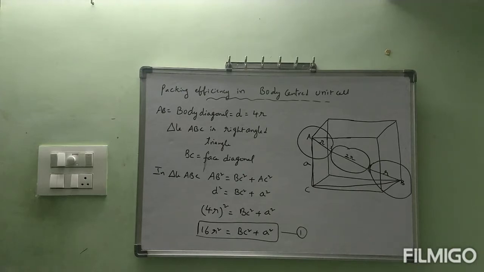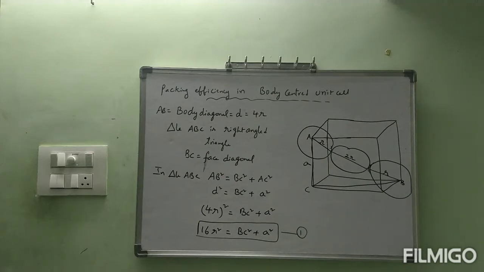I hope you are clear what is meant by body diagonal and what is meant by face diagonal. BC is face diagonal. ABC will form a right angle triangle, where AB is equal to body diagonal, small d, equal to 4R. This corner particle and that corner particle are joined through the body center particle. That face diagonal we don't know, we have to find. That one we will take, no problem.